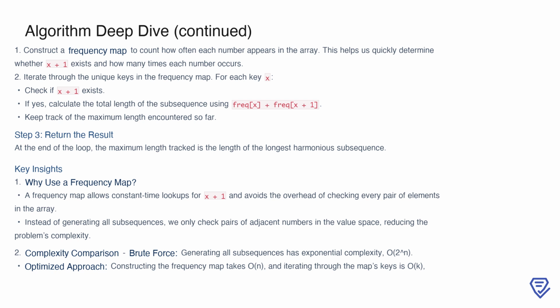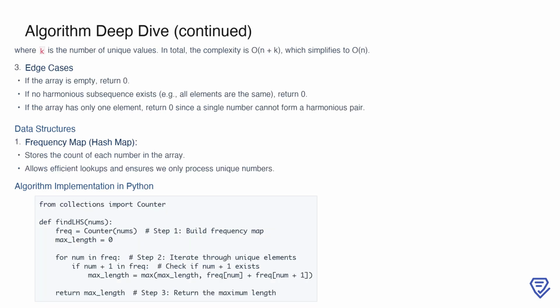The frequency map is a critical optimization here because it allows us to focus only on pairs of adjacent numbers in the value space, rather than generating all possible subsequences. This drastically reduces complexity. While a brute force approach involving subsequences would have exponential time complexity, our optimized approach brings the complexity down to linear time for constructing the map and a linear pass through the unique keys, making it highly efficient. The overall time complexity of our approach is O(n plus k), where n is the size of the array and k is the number of unique values in the array.